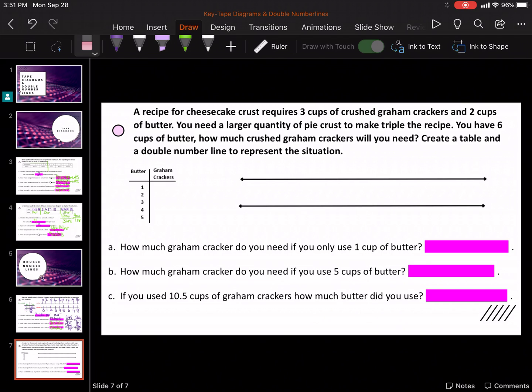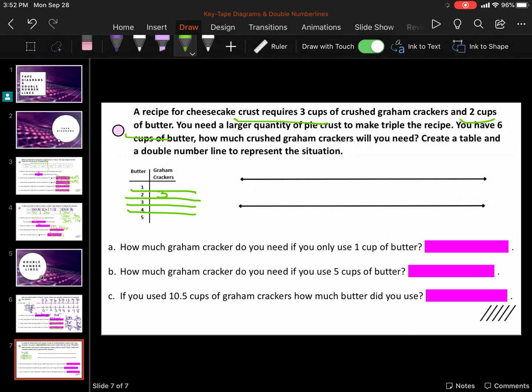So a recipe for cheesecake crust requires 3 cups of crushed graham cracker and 2 cups of butter. You need a larger quantity of pie crust to triple the recipe. You have 6 cups of butter. How many crushed graham crackers do you need? Okay. So for butter, it was 2 cups. So therefore it was 2 cups of butter. And then that requires 3 cups of graham crackers. So 2 to 3. I'm going to draw those little lines.